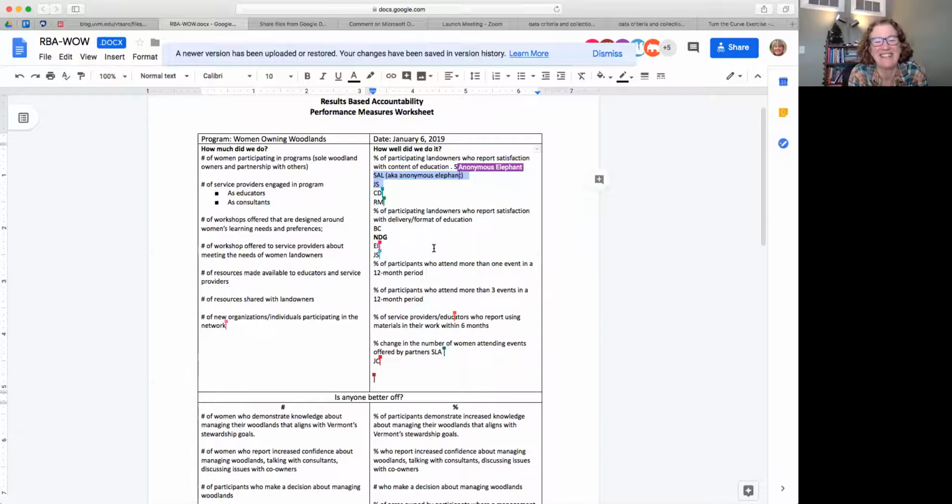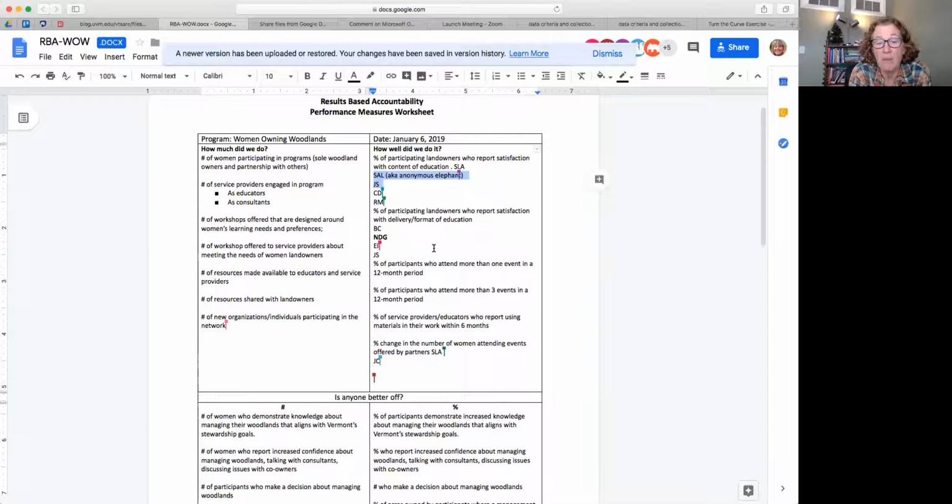Hey, anonymous elephant. All right, so I'm assuming that most of you have gotten it. So what we've got is breaking down into the participants who report satisfaction with the content and also the delivery format. And we've got one beautiful outlier. Thank you, JC, for the changes in women and SLA. We've got 2 down in the changes in the number of women attending events.